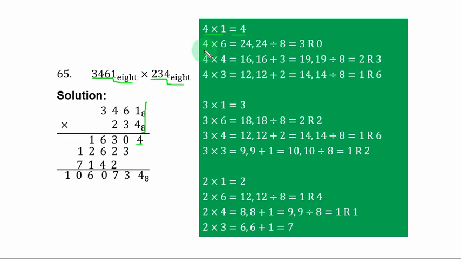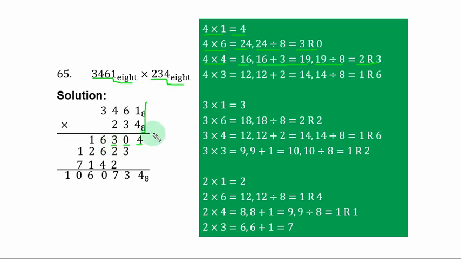You take 4 times 6, 24, and it can't be written down. You divide 24 by 8, and you have 3 remainder 0. You write down remainder 0, and you take 3 forward. You have 4 times 4 is 16. 16 plus the 3 you carried forward is 19. Divide 19 by 8. You have 2 remainder 3. You write down remainder 3.